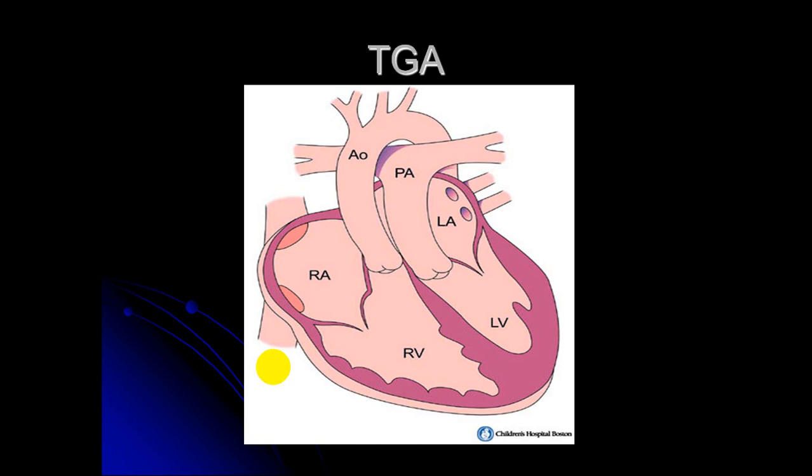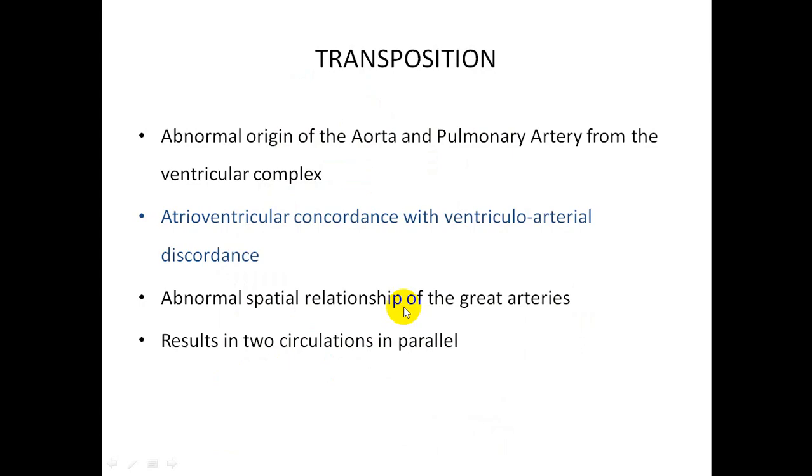The second cyanotic congenital heart disease is transposition of the great vessels. What does transposition mean? The pulmonary artery arises from the left ventricle, and the aorta arises from the right ventricle. This is juxtaposition and transposition of the great vessels, called TGA.